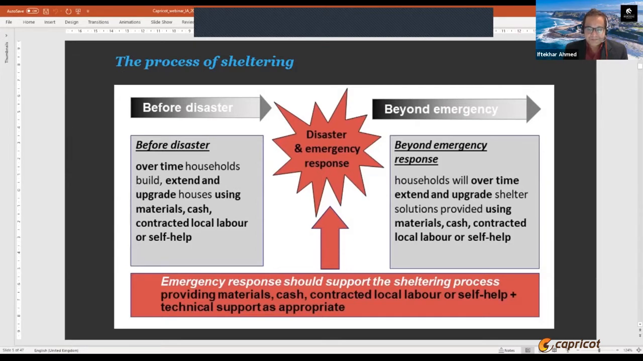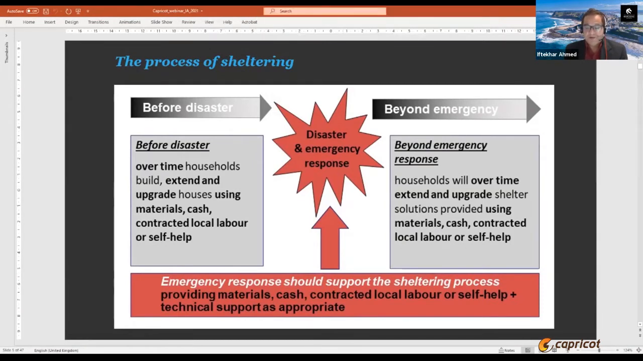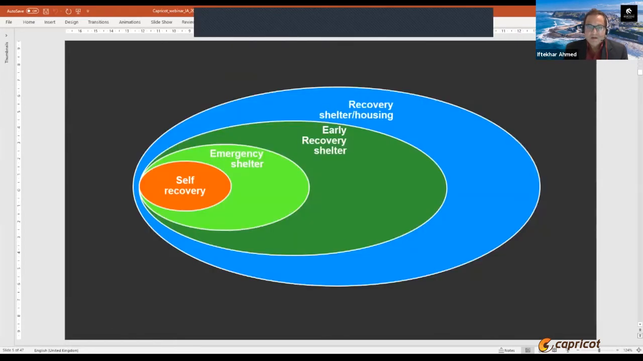So this kind of situation, emergency response, it should support this kind of process by providing something beyond what households can do by themselves. And there's also this whole element of self-recovery. Of course, people are resilient, people are capable in many countries, which is often not recognized, and that has to be supported instead of supplanted. So this is what it is, the self-recovery. This is what I told you.